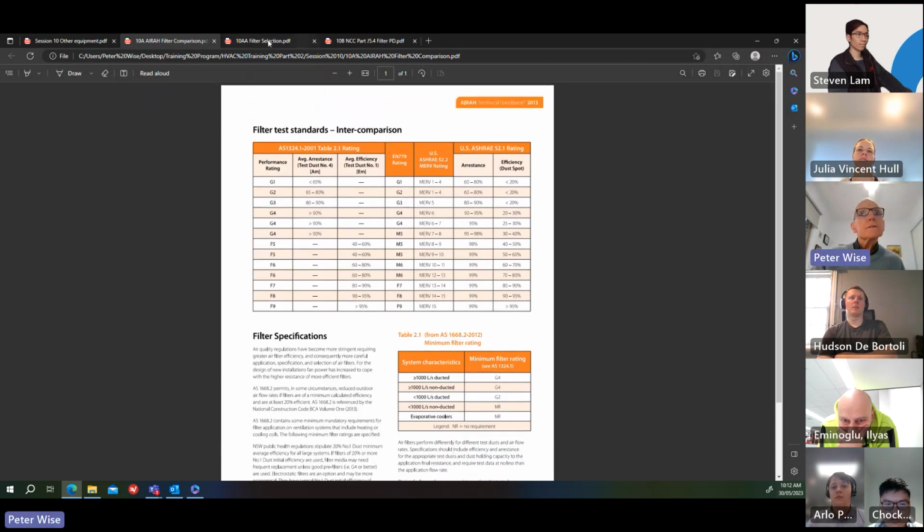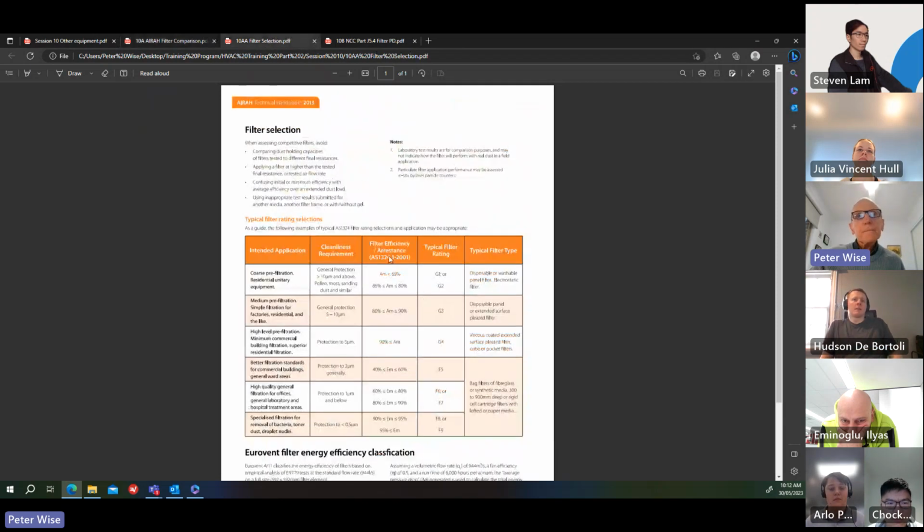And there's another table out of the Aerotechnical Handbook, which gives a bit of a guide on the applications. So let's ignore G1 to G3, but for G4, high-level pre-filtration, minimum commercial building filtration. So generally with fan coil units, you have G4 filters. Anything above that, you're going to F5 through to F9, and they would normally be deep bed filters. Okay.